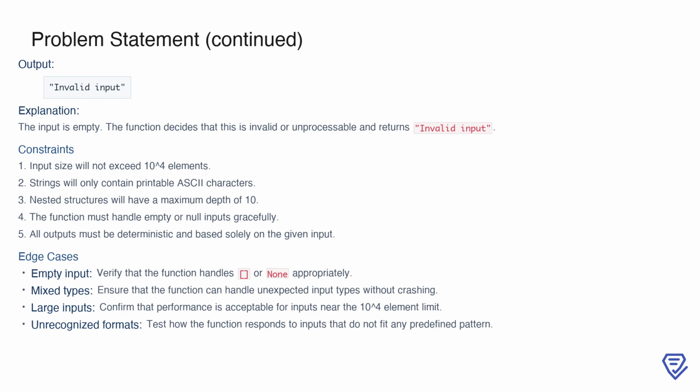For edge cases, you need to ensure that your function works correctly for completely empty inputs, such as an empty string or none. It should gracefully handle mixed or unexpected input types and avoid crashing in these scenarios. Finally, when dealing with large inputs, your function must maintain acceptable performance, and for unrecognized formats, it should return a valid response like unable to process. This ensures that the solution is robust, deterministic, and capable of handling a wide variety of scenarios effectively.